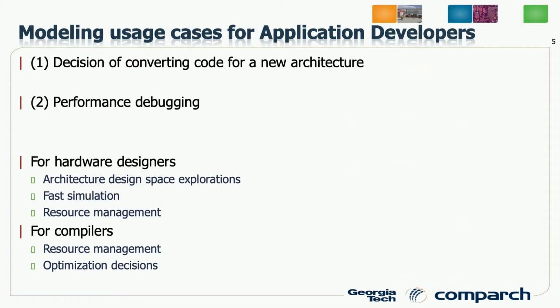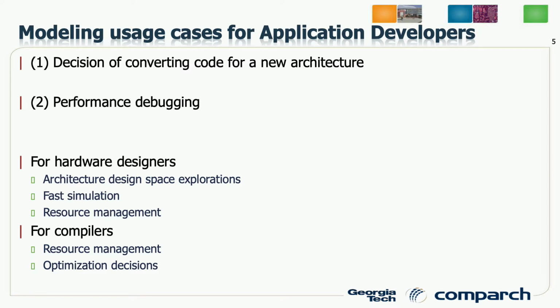So modeling has been used to help application developers mainly in 2 directions. The first is the decision of converting code for a new architecture. When you have a new architecture coming, we are wondering whether this new architecture will give any benefit. And when we convert the code, we're also wondering whether we get the best performance from the architecture or not. So modeling helps to provide these kinds of trade-offs.